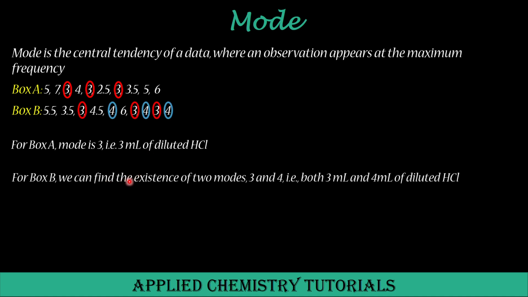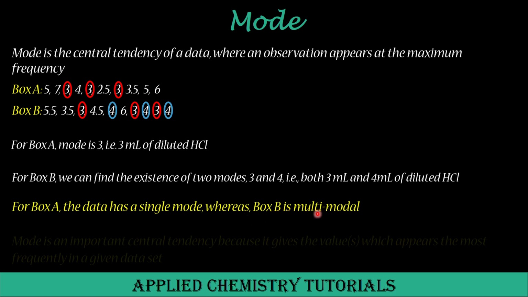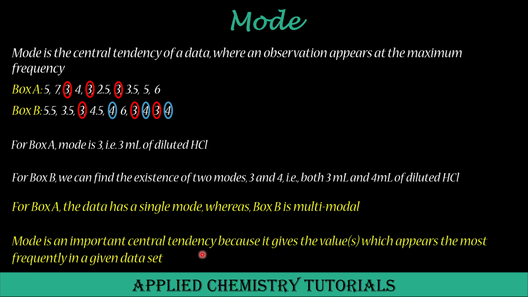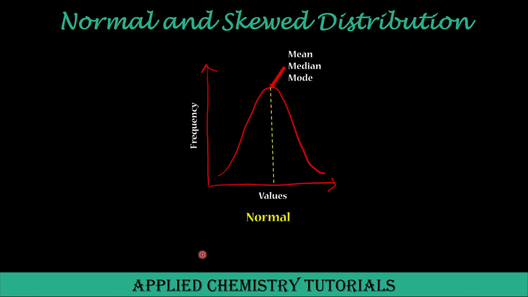For box B, we can see the existence of two modes. 3 appears thrice, and 4 also appears thrice in this data set. So we have two modes, 3 and 4 ml of diluted HCl. So box A has a single mode, whereas box B is multimodal, or in this case bimodal. So mode is an important central tendency because it gives the values which appear most frequently in a given data set. Now let us represent it graphically using Gaussian distribution.